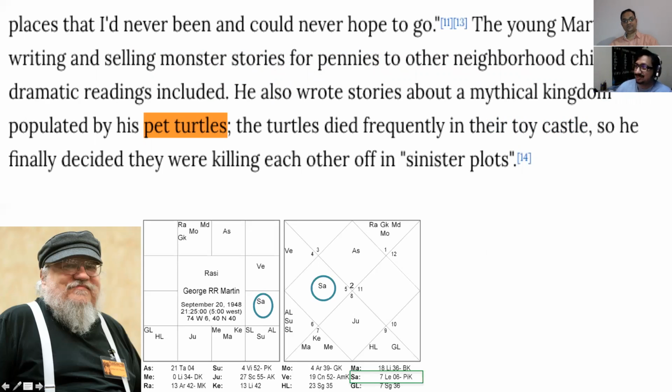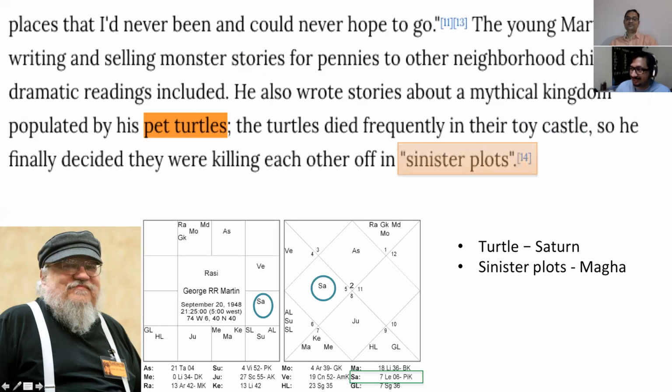He wrote stories about a mythical kingdom populated by his pet turtles. It was very interesting. The turtles died from the toy castle, so he finally decided they were killing each other off in sinister plots. Now that really sounds like Game of Thrones already. This young child was actually writing about turtles, and turtle is represented by Saturn because the Kurma avatar is the avatar of Vishnu connected with Saturn. So you can see that operating.